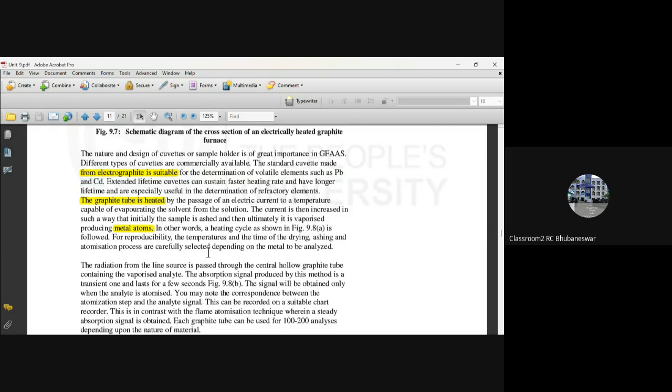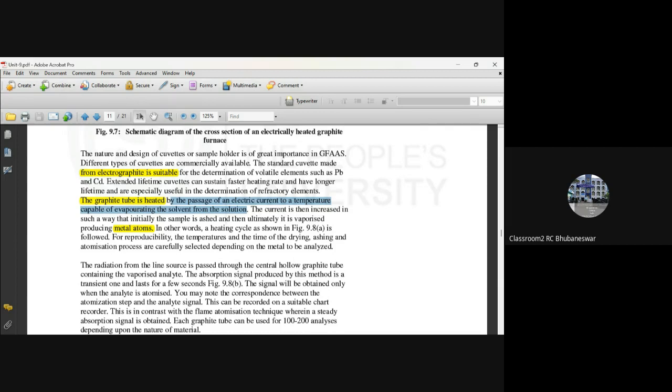The extended lifetime cuvettes can sustain a faster heating rate and have a longer lifetime, and are specifically useful in the determination of refractory elements, which require high temperature for evaporation. The graphite tube is heated by the passage of an electric current to a temperature capable of evaporating the solvent from the solution. This means you can tune the temperature through the furnace itself. You don't have to increase the flame intensity or do that kind of manipulation.